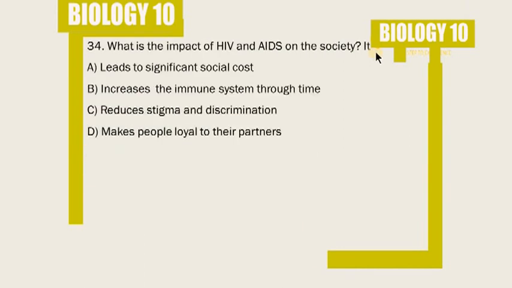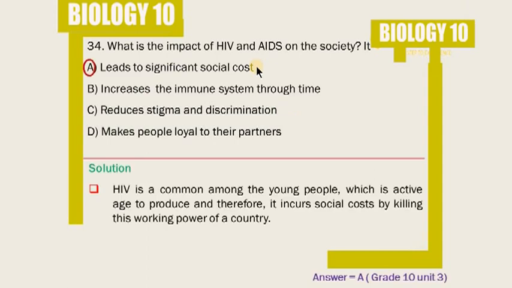Question 34. What is the impact of HIV and AIDS on the society? A. It leads to significant social cost. B. It increases the immune system through time. C. It reduces stigma and discrimination. Or D. It makes people loyal to their partners. The answer is A. It leads to significant social costs.